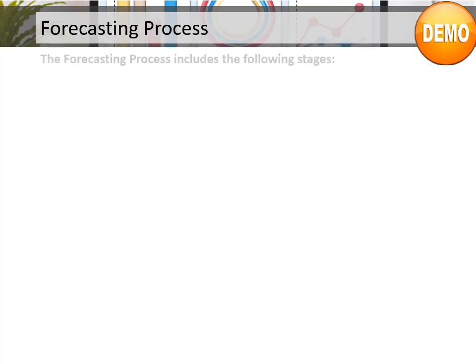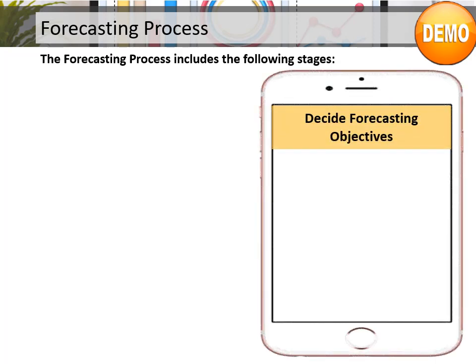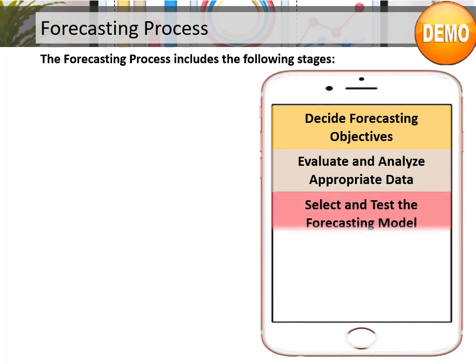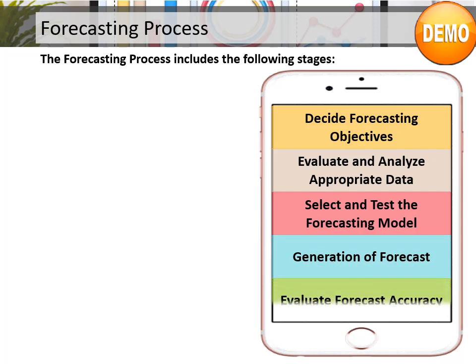Forecasting process. The forecasting process includes the following stages: decide forecasting objectives, evaluate and analyze the appropriate data, select and test the forecasting model, generation of forecast, evaluate forecast accuracy. Let us look at each in detail.